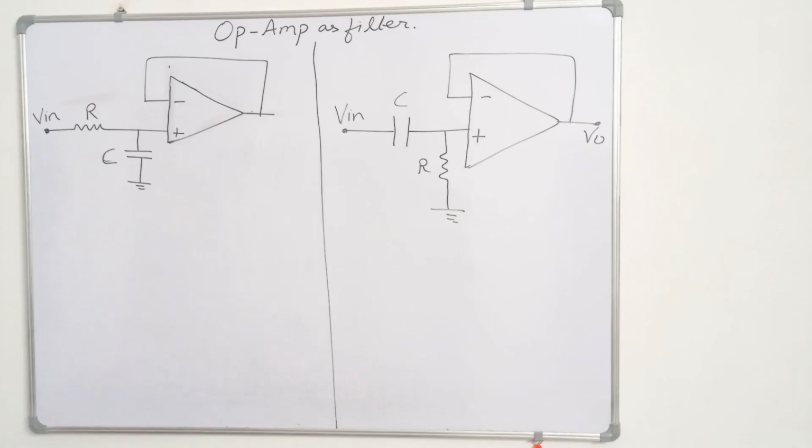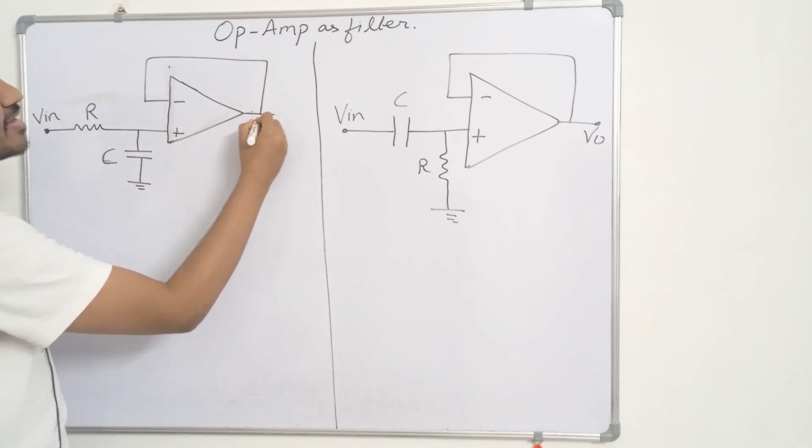So we are discussing the operation of op amp as filter. As you can see, I have drawn two figures. These are the same figures, only the position of R and C are changed. First we will talk about this figure. You can see the negative feedback is there in both the figures.